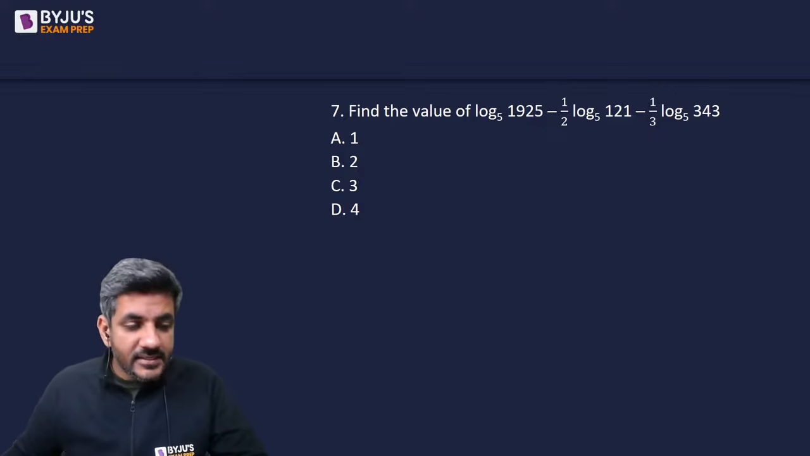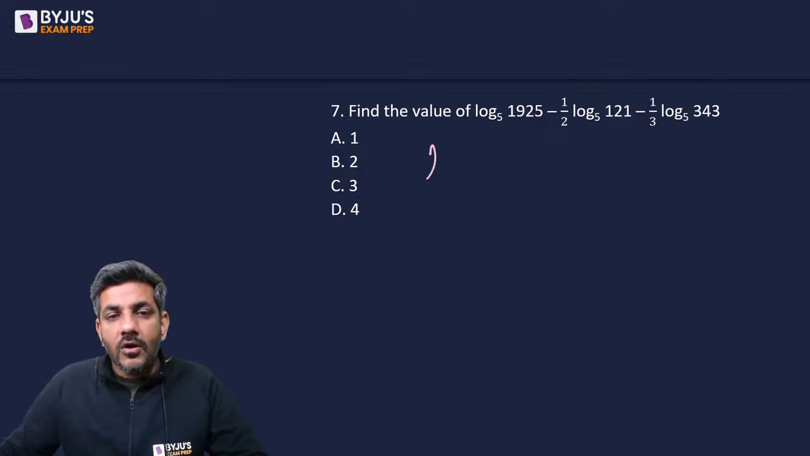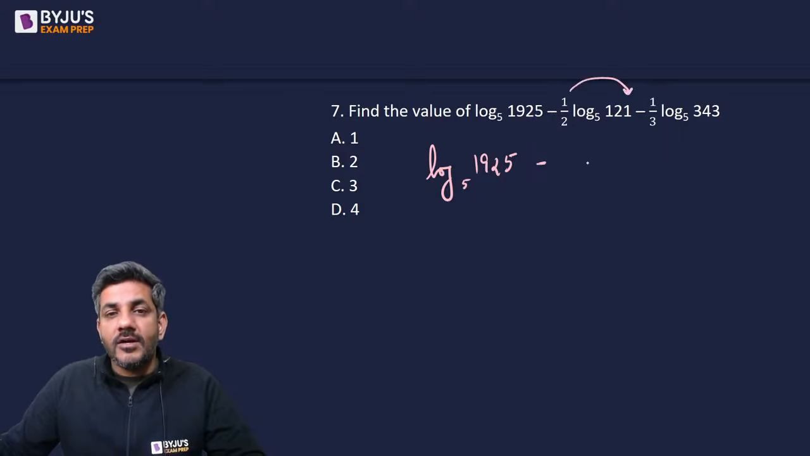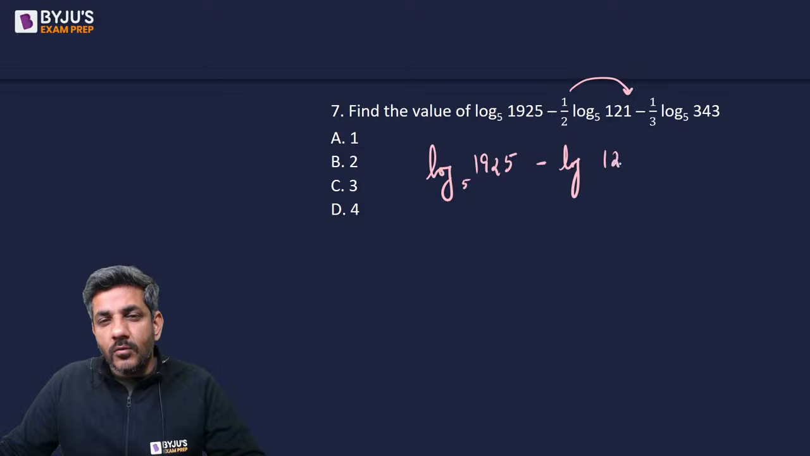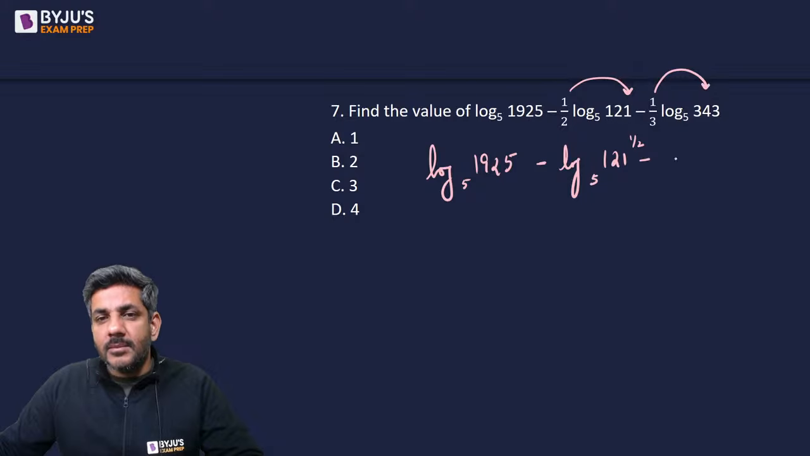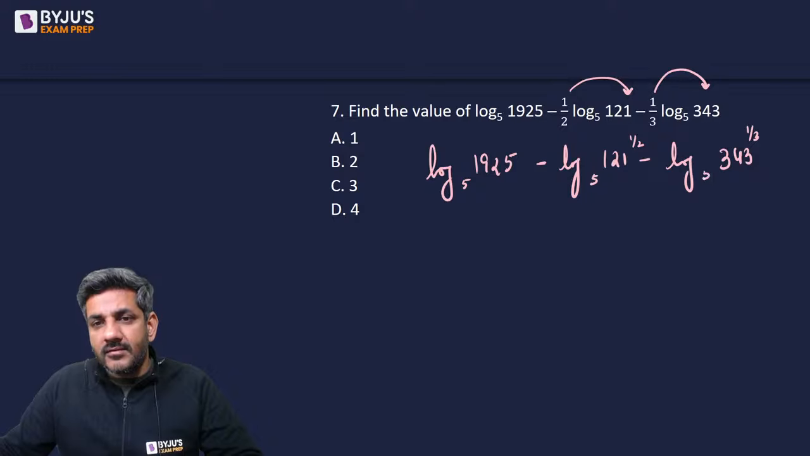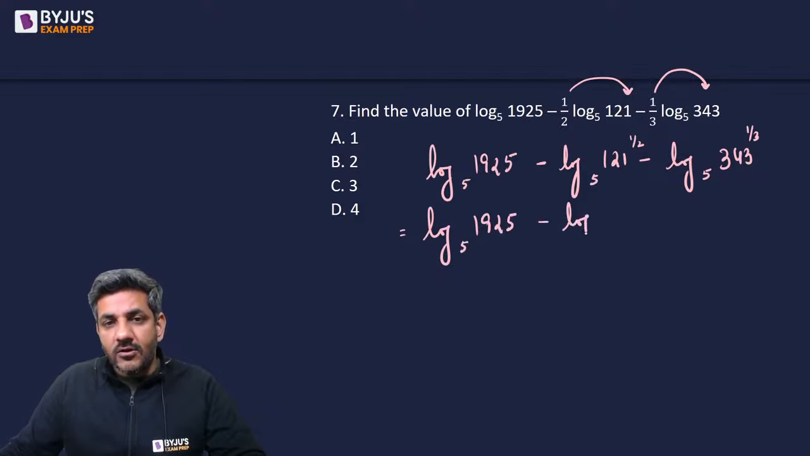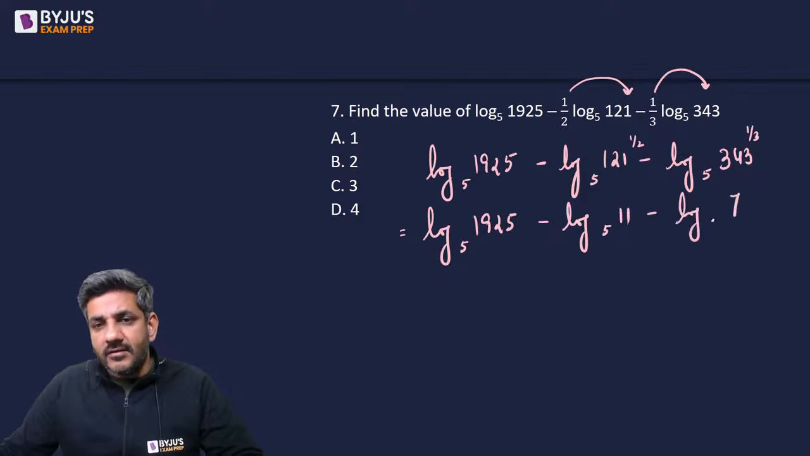Music core once again has got the answer. So let's start doing it now. Log of 1925 with base 5 minus this half will go into the power of 121, and it will become log of 121 to the power 1 by 2 with base 5, and this 1 by 3 will go into the power of 343, so it becomes log of 343 to the power 1 by 3 with base 5. So ultimately it has become log of 1925 with base 5 minus log of 11 with base 5 minus log of 7 with base 5.